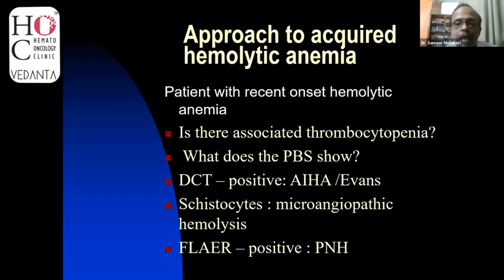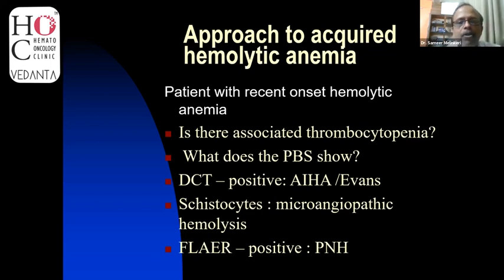Okay, a patient who comes with acquired hemolytic anemia. So it's a recent onset of hemolysis. You must ask yourself: is there associated thrombocytopenia? Okay, if there is associated thrombocytopenia, then you're probably dealing with a microangiopathic hemolytic anemia. What does the peripheral smear show? That again, as I told you, will give you a direct cause of hemolysis.